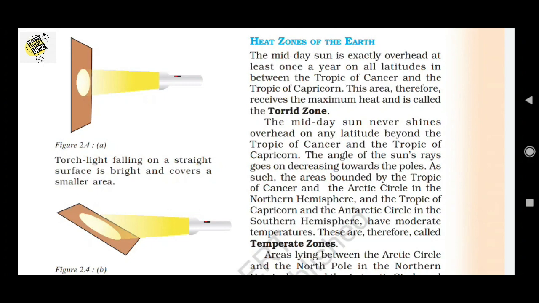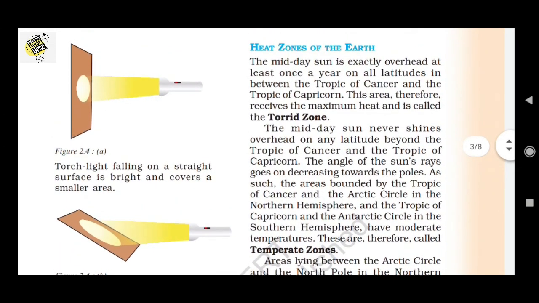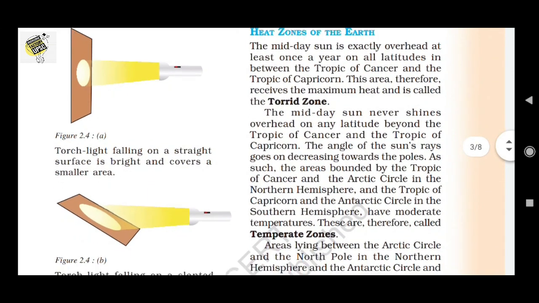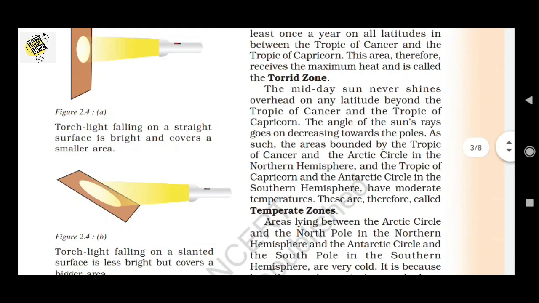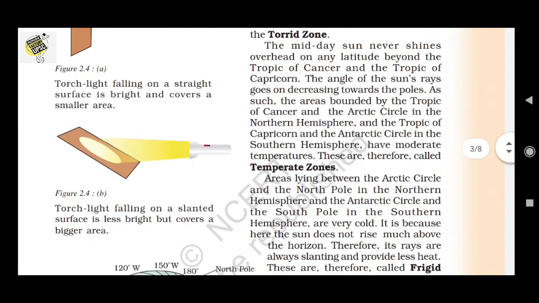So on the left side of the picture, figure 2.4, there is a torch whose light falls perpendicularly onto the paper. As written, the torchlight falling on the straight surface is bright and covers a small area. Like that, if the rays of the sun fall onto the earth in a direct manner, we receive more heat and bright light. Okay.